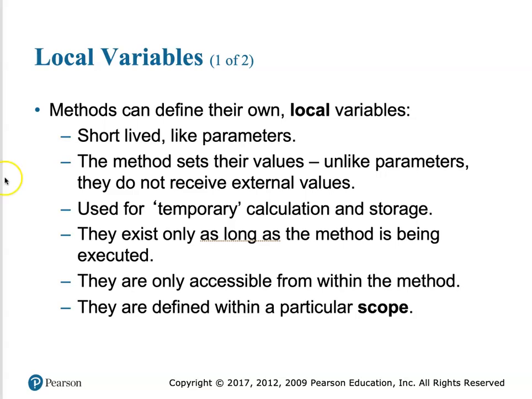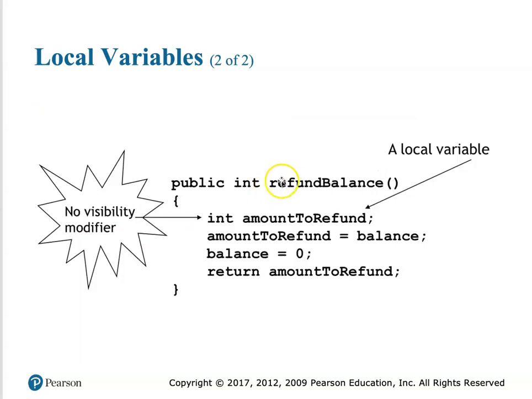So local variables will only exist within the method. They'll even only live within a block within the method, and they're only defined and accessible at that point. So let's look at how this might look in practice. Refund balance. Because refund balance is a method that is pretty tight, it's all happening inside of one block.